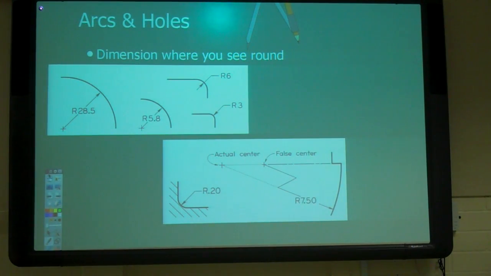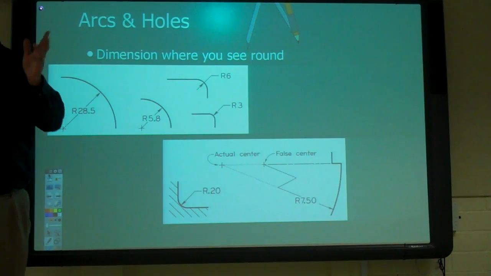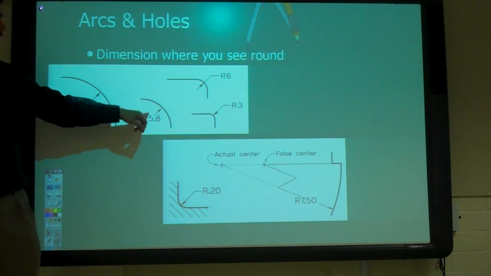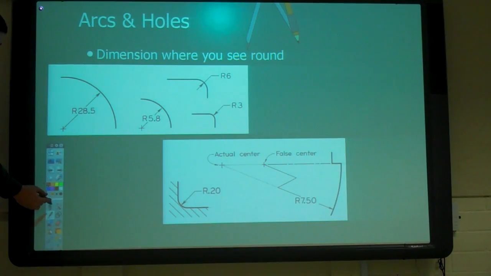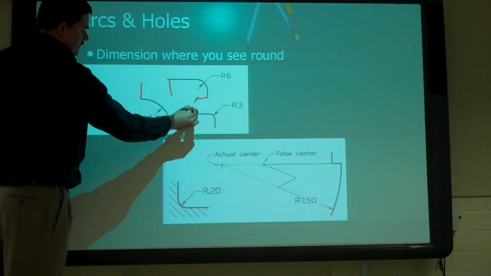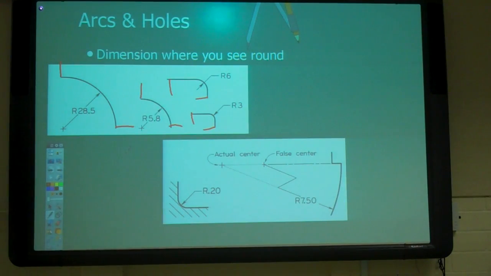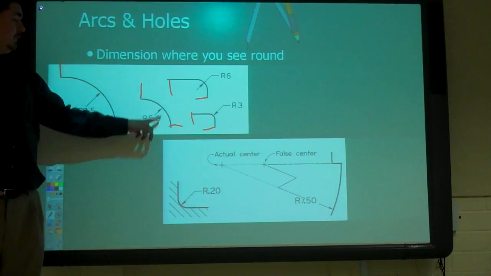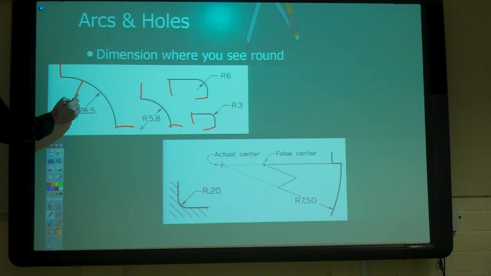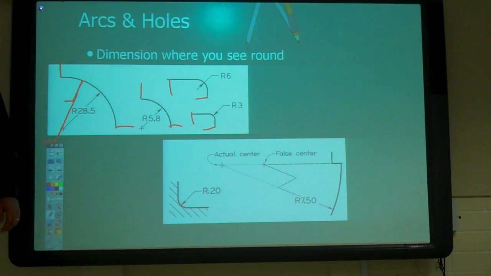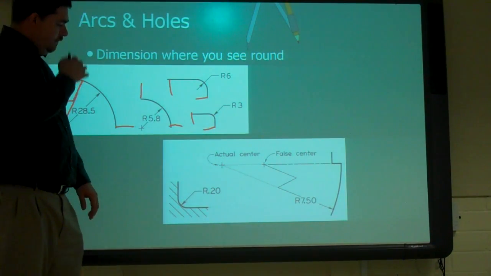When we have arcs and holes, like you said, we always want to dimension where we see it round. That's kind of the reason that we've done all those other views. Usually, on these parts here, the part's going this way, right? On these parts, it's going that way. We're outside of the part. So we could do that. We could also do it this way. And then now we're in the envelope. We're going to come through and out like that. The arcs are one of the exceptions to where you're trying to go inside the envelope sometimes.